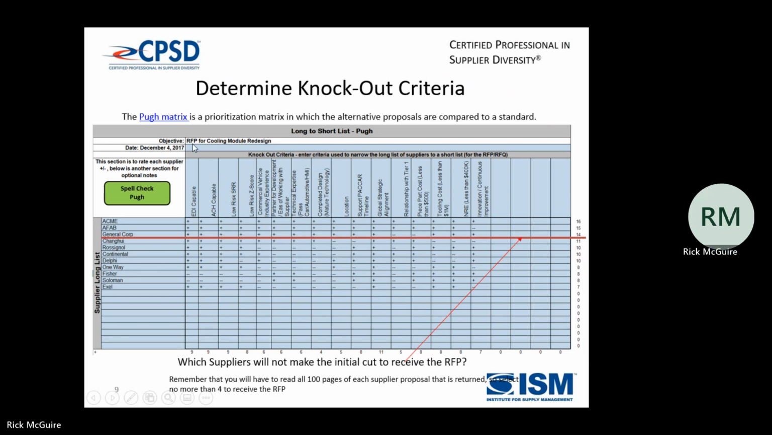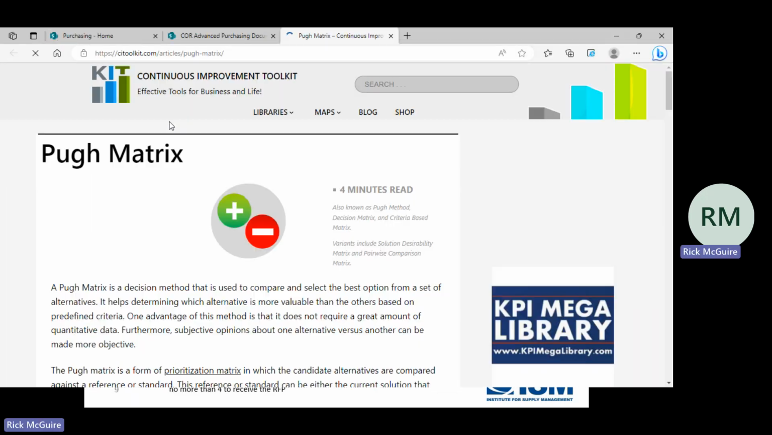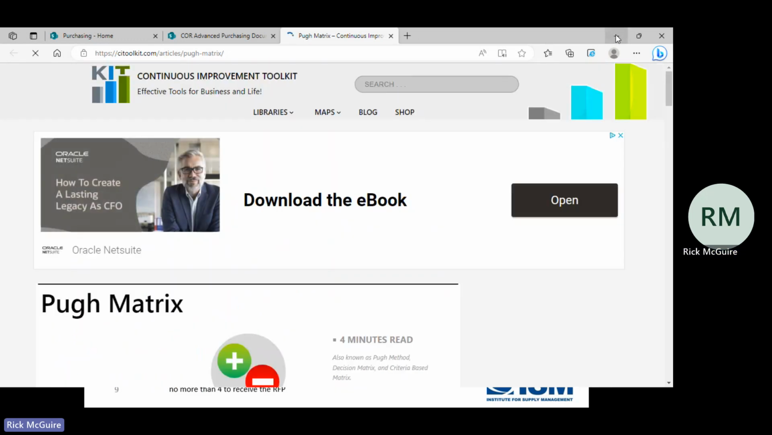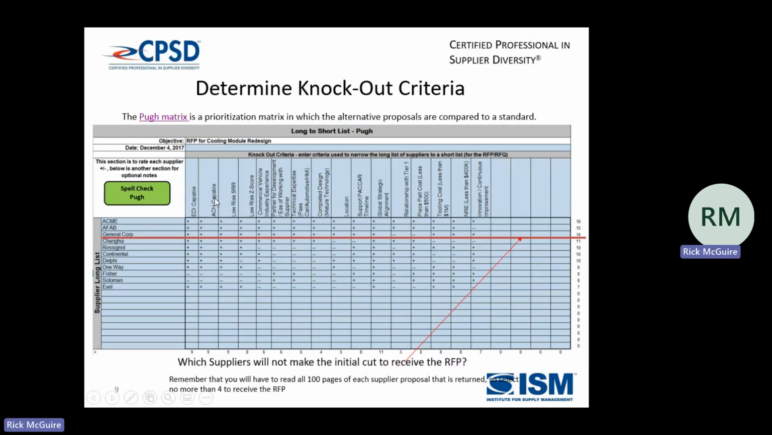So this is a copy of a Pugh matrix. We've got one here in the spreadsheet. It just explains what a Pugh matrix is. Basically you go through and put in these criteria across the top, and then you put the companies down here, and you put in a plus, minus, or a zero. I think this one's just plus or minus. And then it adds them all up over here and ranks them.